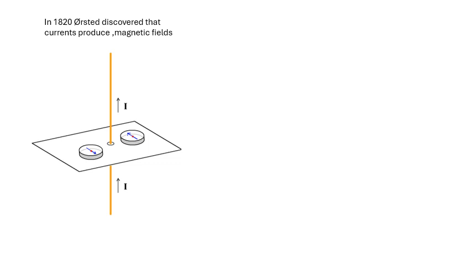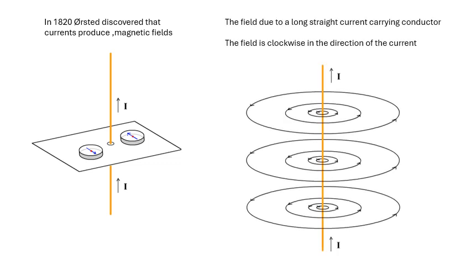Now, Hans Christian Ørsted discovered that currents produce magnetic fields. So we have a long straight wire, and when there's a current flowing through that wire, these compass needles are deflected. Now, the shape of the field, how would you draw field lines for this? The field is circular, and it is clockwise in the direction of the current.